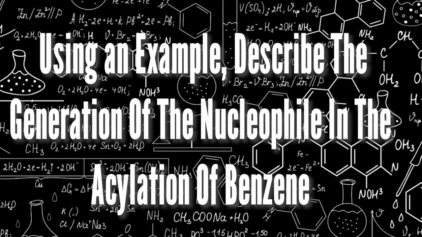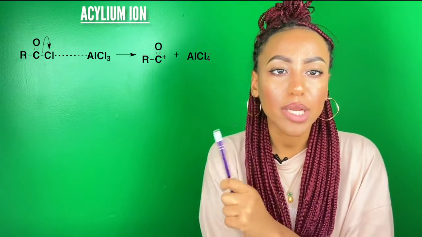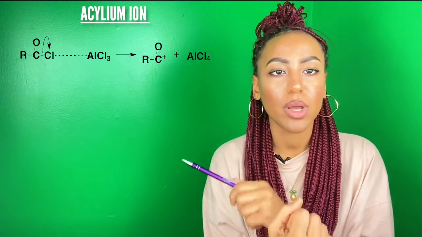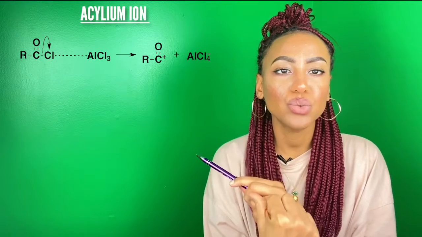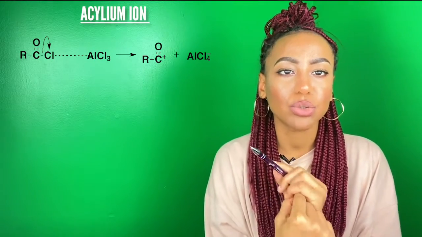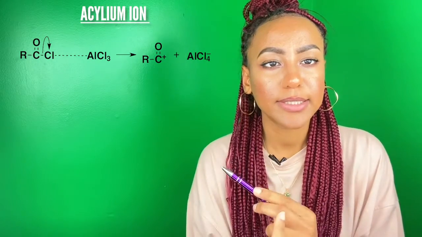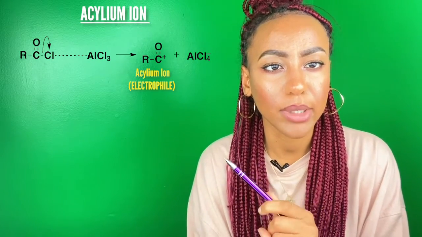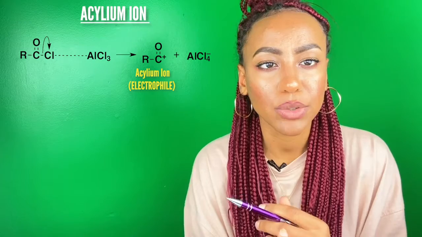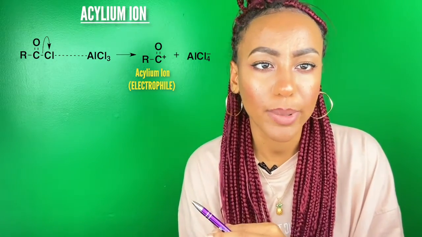Question number 19. Using an example, describe the generation of the electrophile in the acylation of benzene. This right here is a generic way of showing how a Lewis acid is used to generate an electrophile from compounds containing acyl groups. In this case, the electrophile is an acylium ion. It essentially generates the electrophile in the same way it does with other compounds.